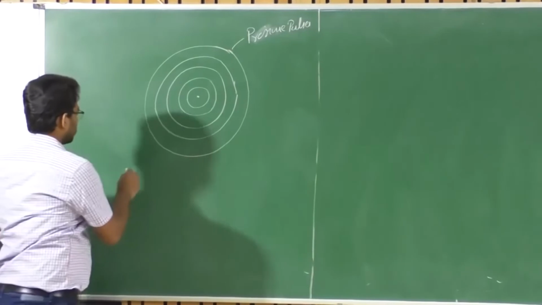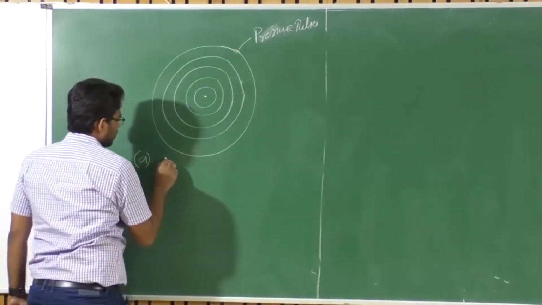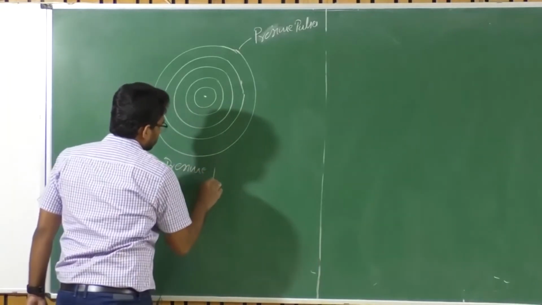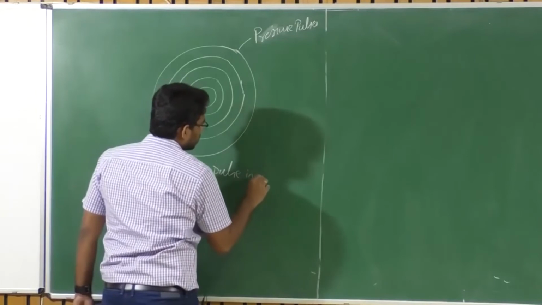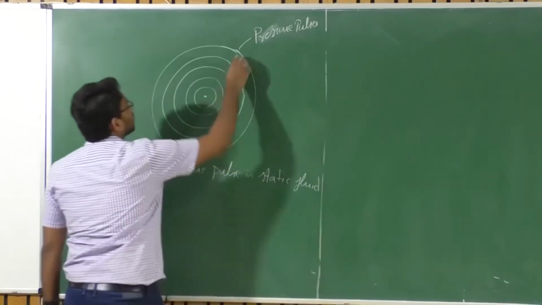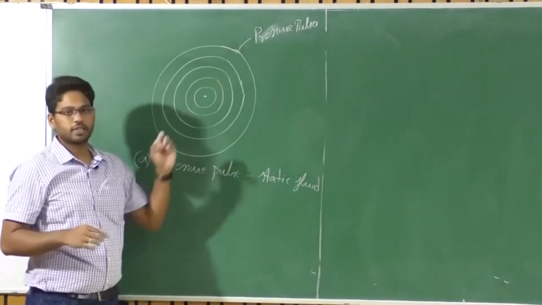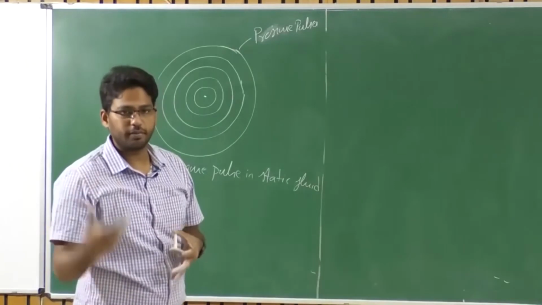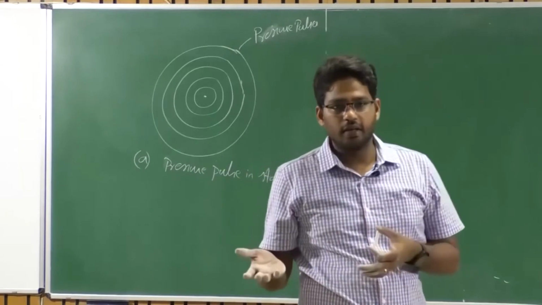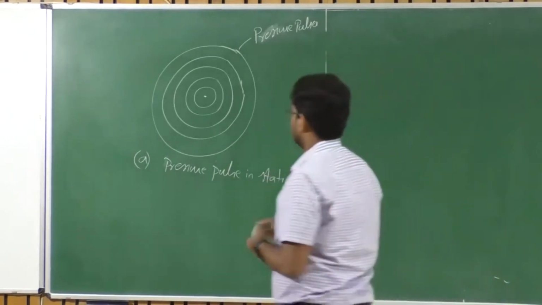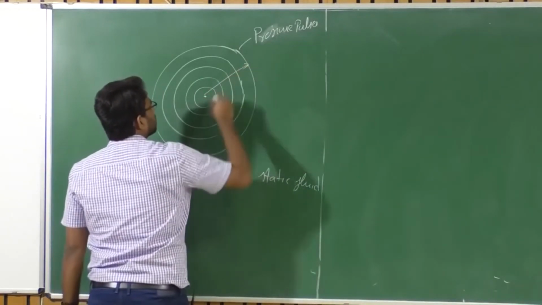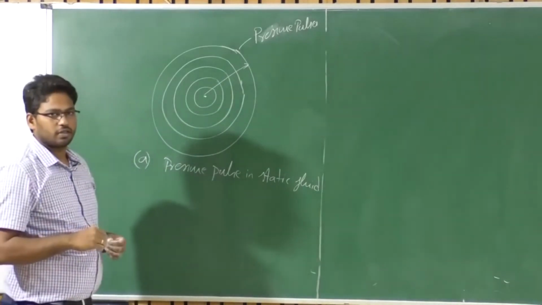So here we are talking about pressure pulses in a static fluid, and the velocity of this pressure pulse is equal to the velocity of sound in that particular medium. So let us say, if it is in air, the velocity of sound in air is about 330 meters per second. Okay. So now, what will be the diameter of this pressure pulse?